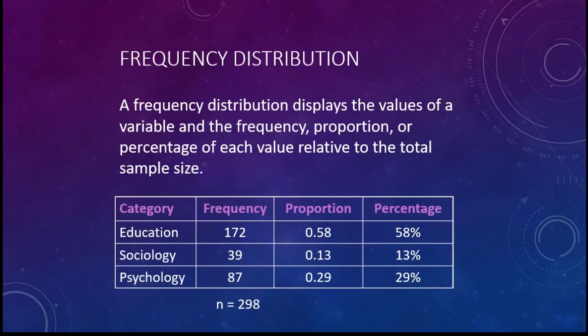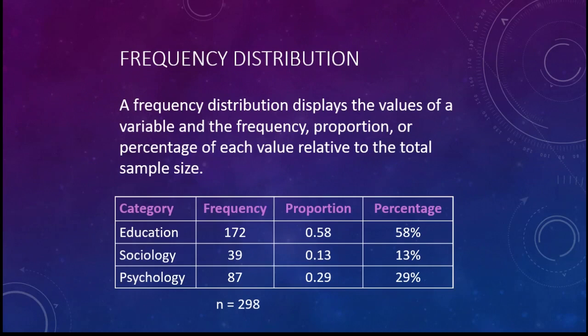A frequency distribution displays the values of the variable and the frequency, proportion, or percentage of each value in the data set. That is, a frequency distribution associates the different categories of the variable with the descriptive statistics for categorical variables. We use the term distribution because we are looking at how the data are distributed across the various values of the variable. Here's an example.